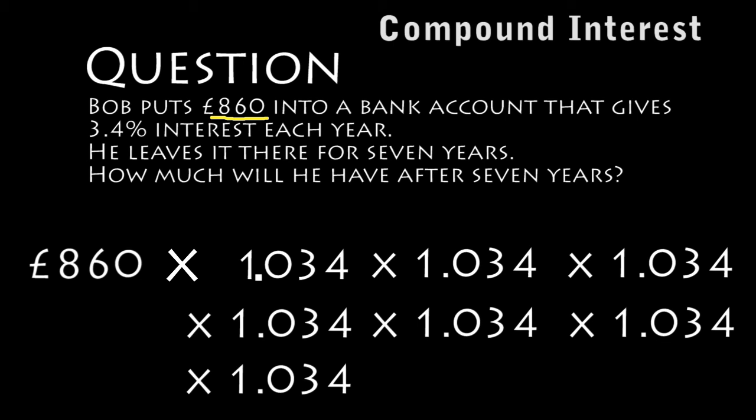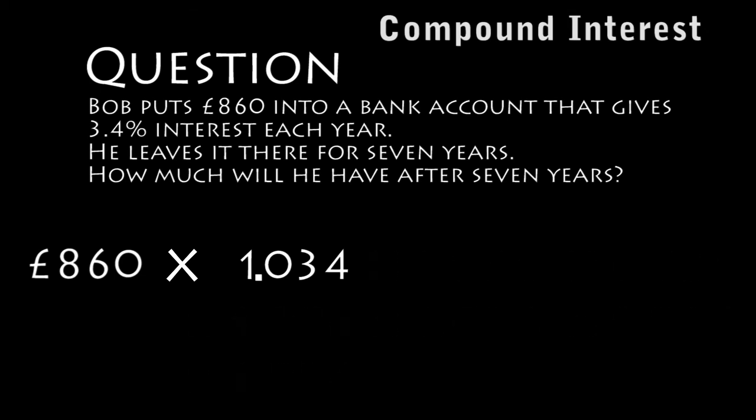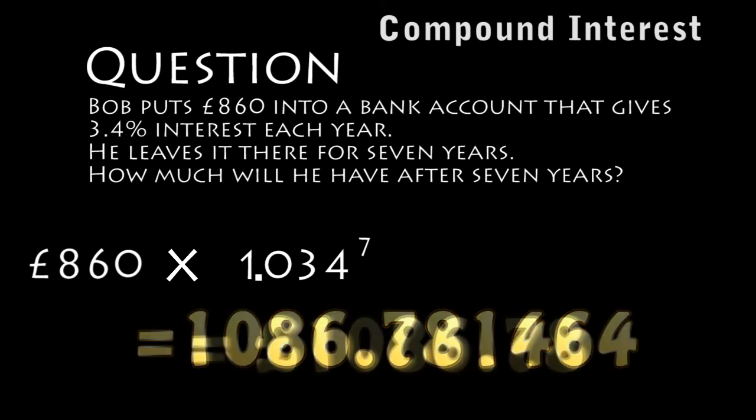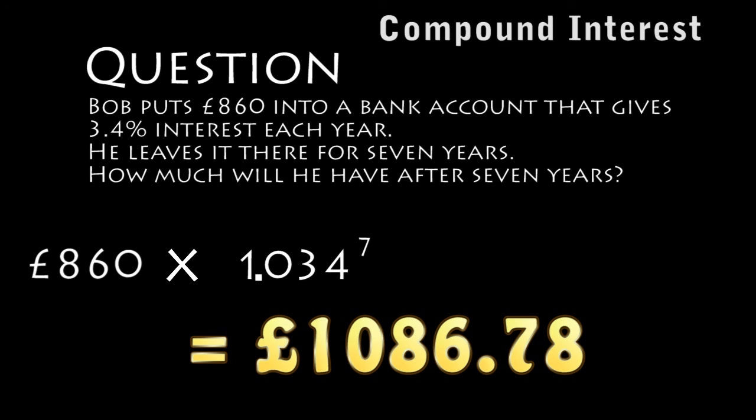Now, we don't want to waste all of our ink and we don't want to waste all of our pages and kill trees in the process, so we're going to use powers. Rather than writing 860 times 1.034 7 times, we're simply going to write 860 times 1.034 to the power of 7. Our answer is 1086.781464, and because we're dealing with money, remember, we only want 2 decimal places, so that's £1,086 and 78 pence.